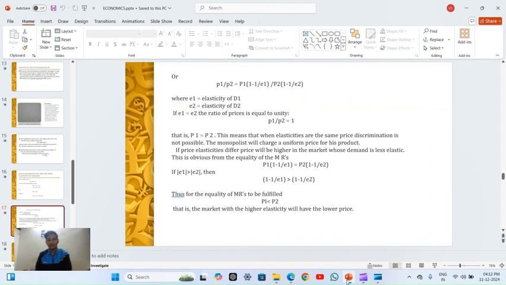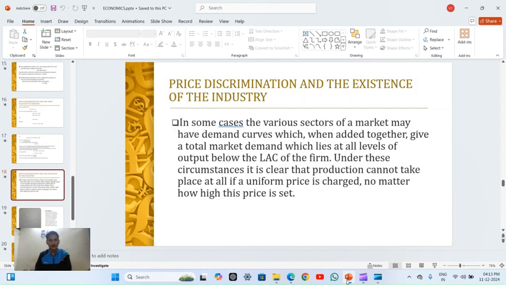If price elasticity differs, price will be higher in the market whose demand is less elastic. This is obvious from equality of the MRs: P1(1 minus 1 by E1) equal to P2(1 minus 1 by E2). If E1 greater than E2, then 1 minus 1 by E1 is greater than 1 minus 1 by E2. Thus, for the equality of MRs to be fulfilled, P1 less than P2. That is, the market with the higher elasticity will have lower prices.